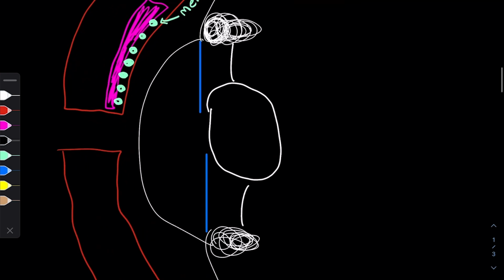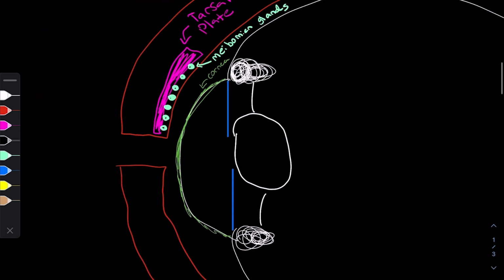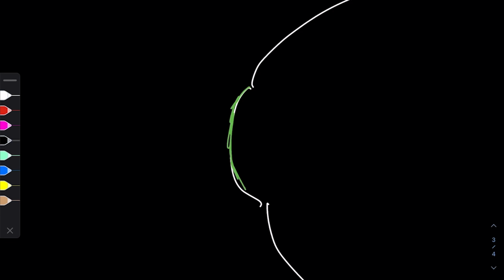The next thing that I'm going to mention is the cornea. So the cornea is the very front clear surface of our eyeball. Drawing it in green here, highlighting it. Label it one more time, cornea. I'm going to draw one more model right here of the cornea in green.